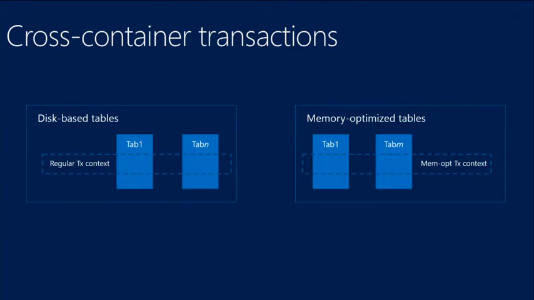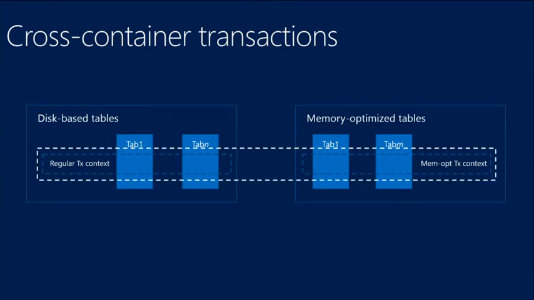Now, if you want to access both disk-based and memory optimized tables in the same transaction, you will get a cross-container transaction, which brings together a regular transaction context and a memory optimized transaction context. Now, as you can imagine, because here logs are used for guaranteeing isolation, and here we use versioning and conflict detection for isolation, it is not that easy to marry these transaction contexts and give the right isolation guarantees for the transaction as a whole. Therefore, we do have some restrictions on isolation levels that you can use.